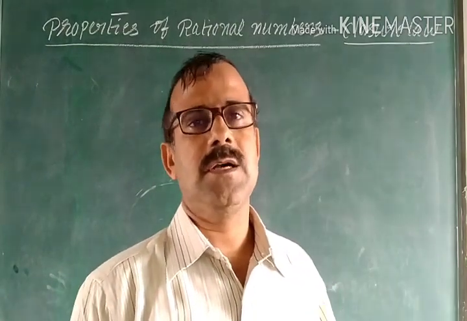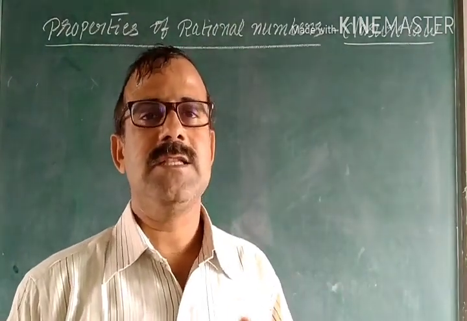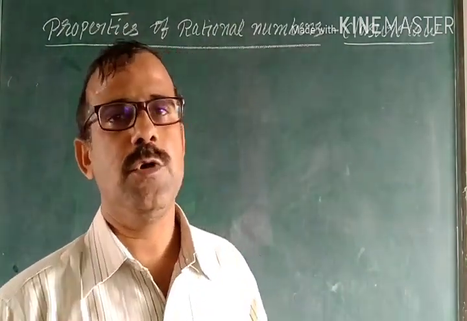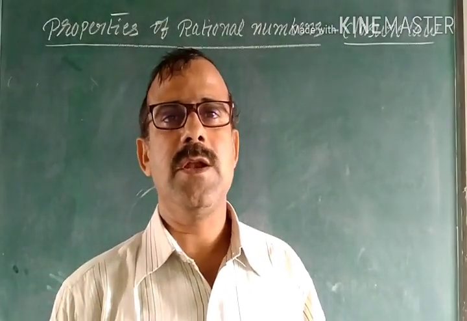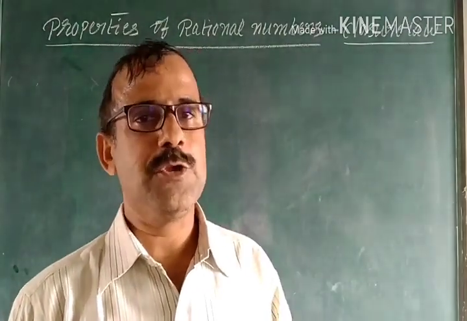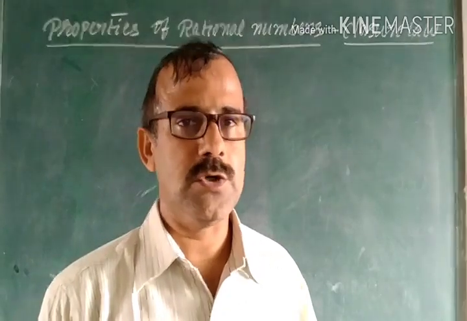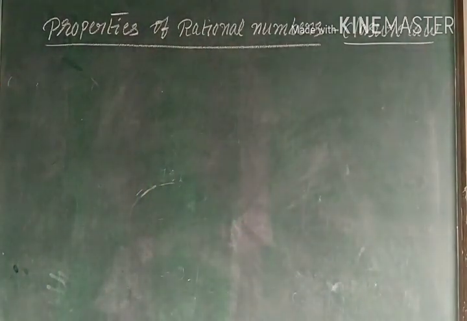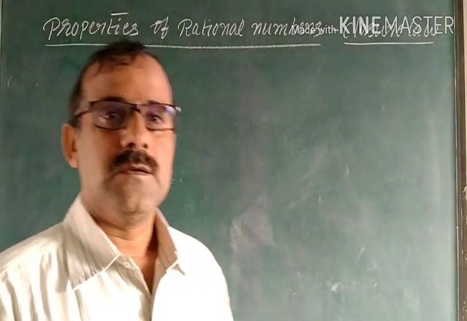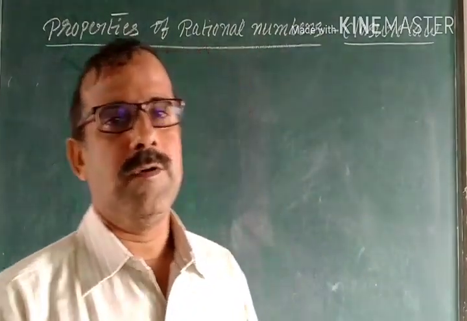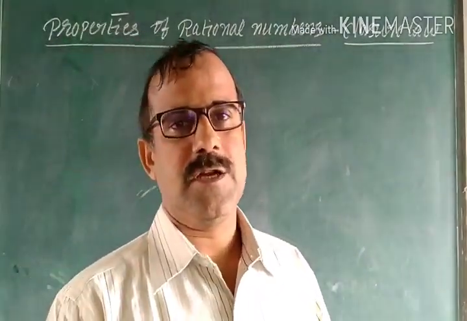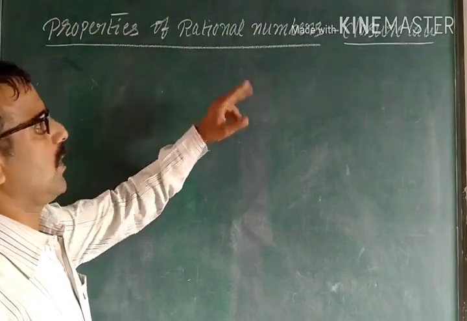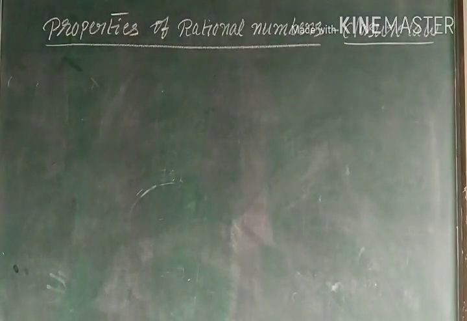What is a rational number? A rational number is in the form of p by q, where p and q are integers and q is not equal to 0. So, a rational number is nothing but numerator by denominator. Numerator by denominator, you know very well, children. Now we will discuss the closure law with respect to addition.